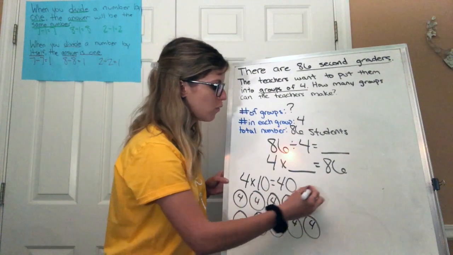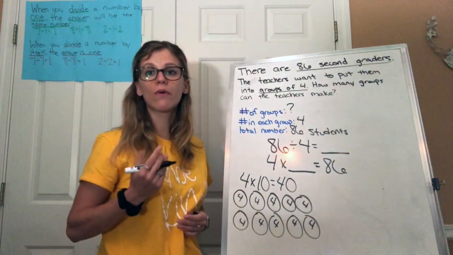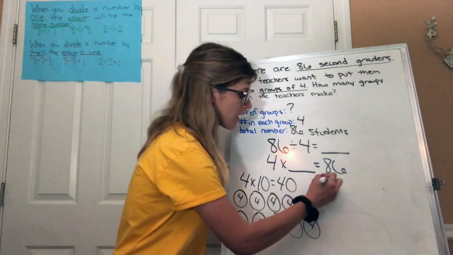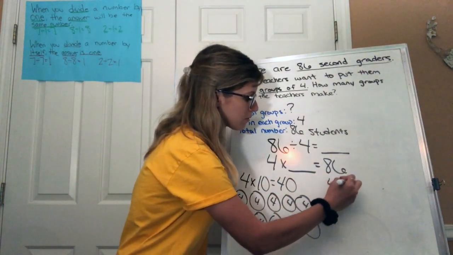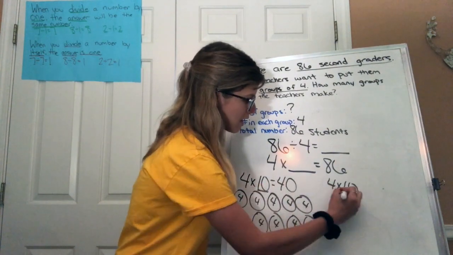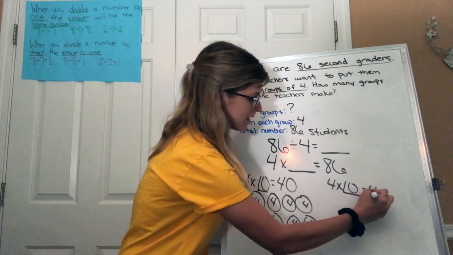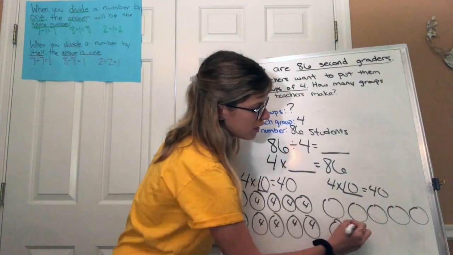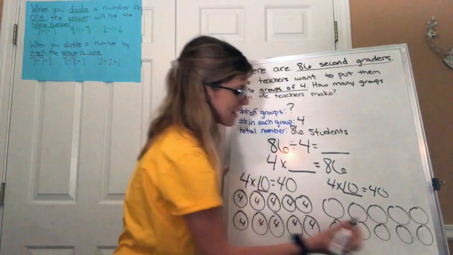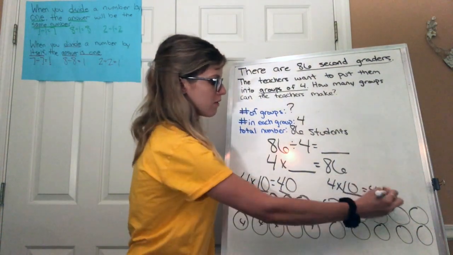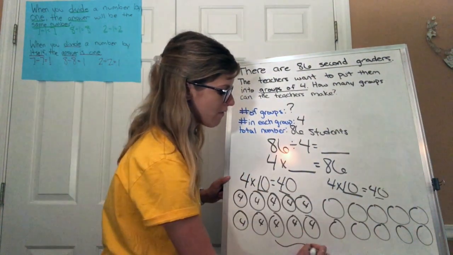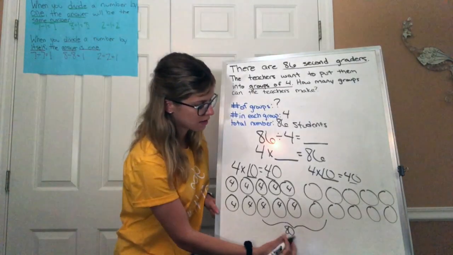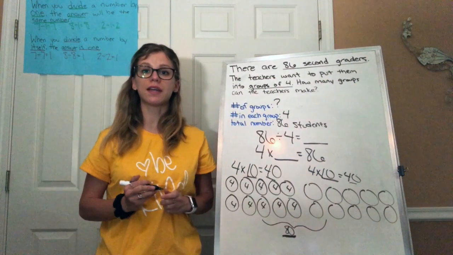So if I already have 40, I know that 40 plus 40 is equal to 80. So I know that I can do another 4 times 10 and make another 10 groups with 4 in each. Because now, if I have 40 and 40, right here I have 80. So I have 80 students so far that are placed in groups.